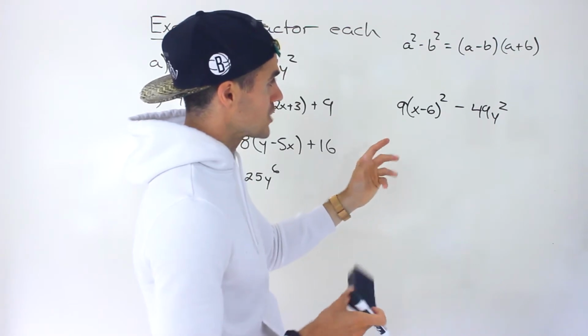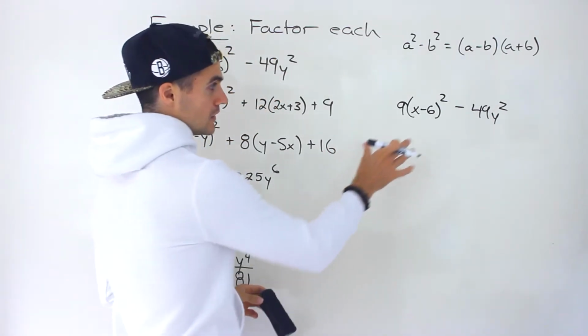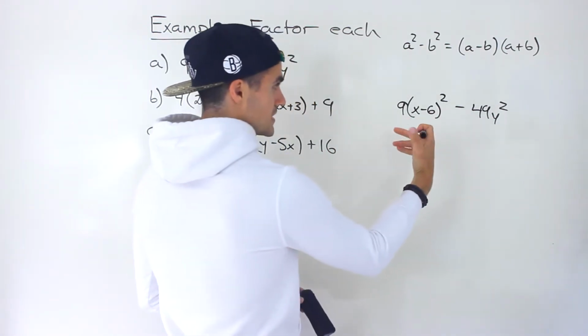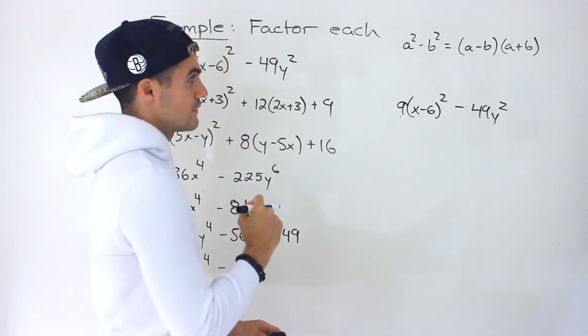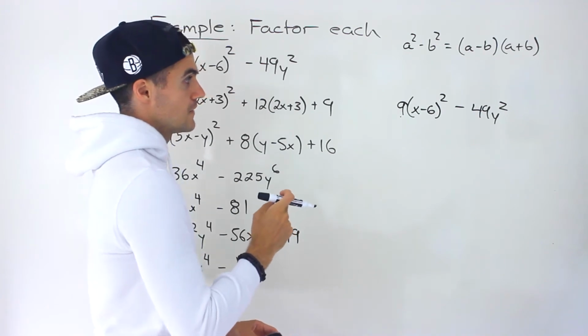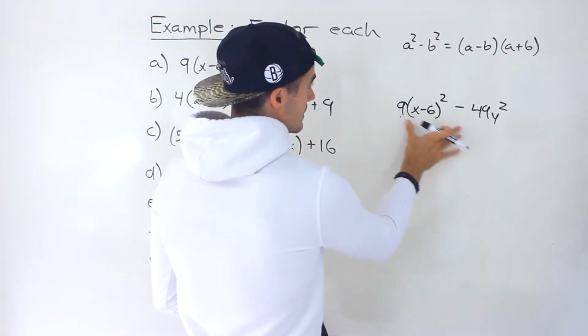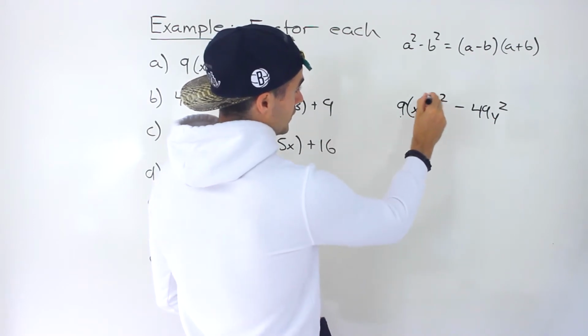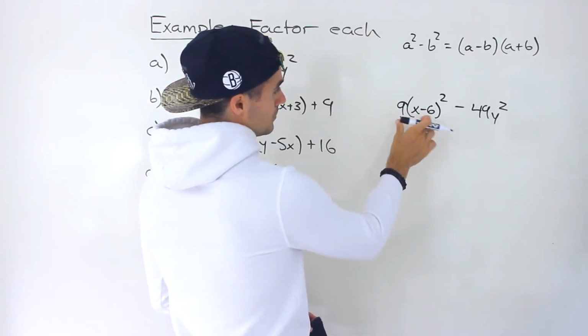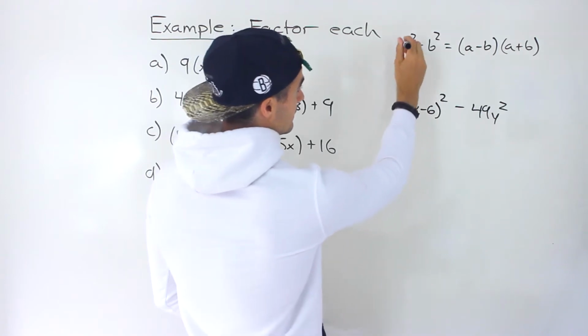And so what we want to do is try to take this and write it in that format right there. Now, first thing we always check, can we factor something out? So with these two expressions, can we take something out? Well, with the 9 and 49, there's no common factor between those. So we can't do that. So let's see if we could take this and rewrite it in this format.